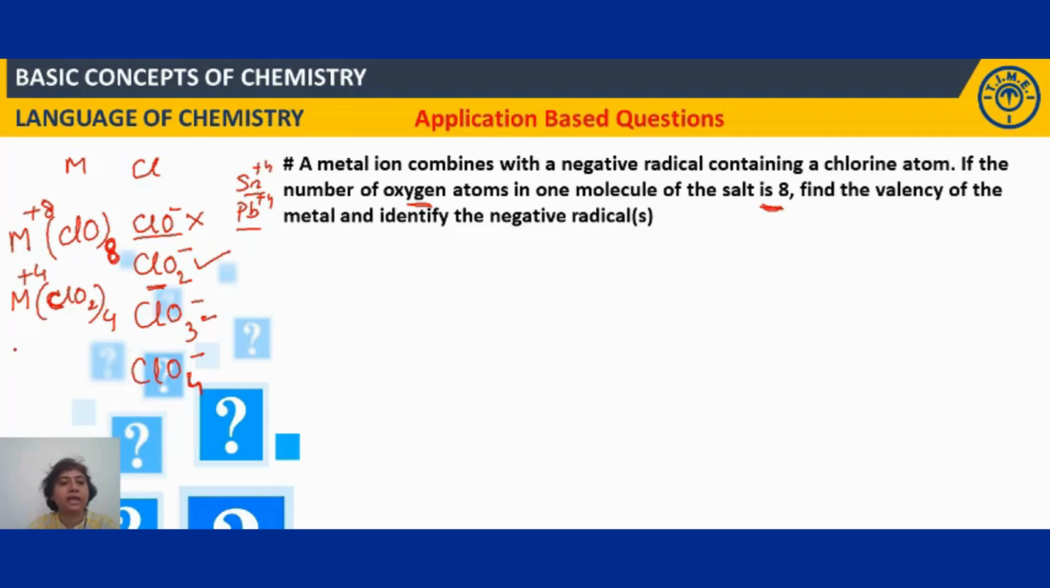Chlorate, M(ClO3). Now 8 is not a multiple of 3. So this is not at all possible. Let's look at the next one. ClO4, very much possible.